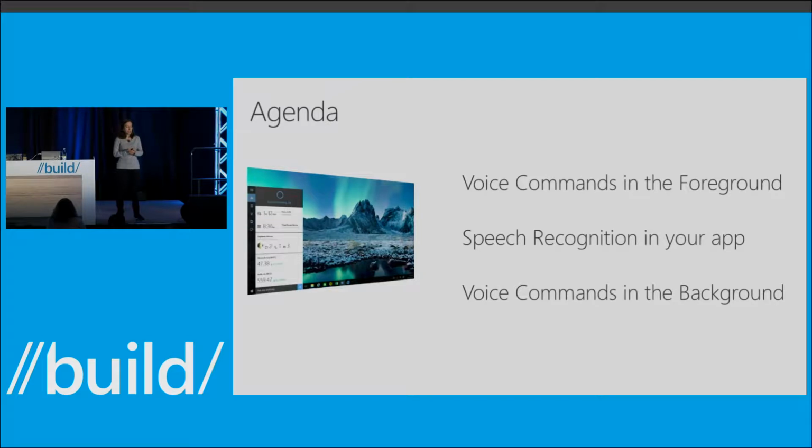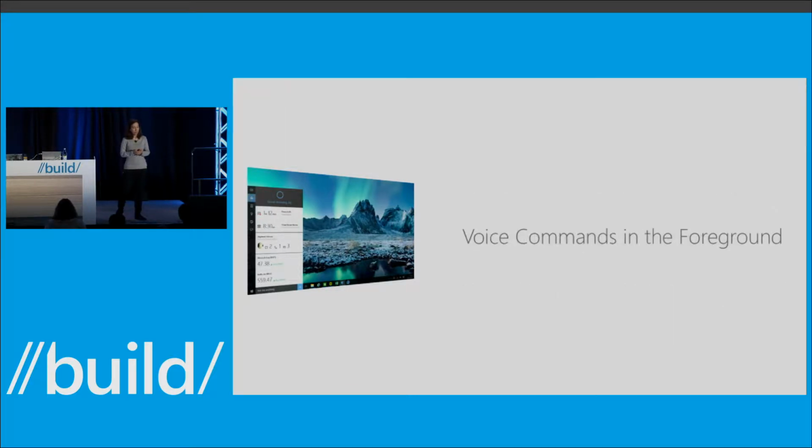There are three topics I'm going to cover today together with Khurram. The first two topics are about voice commands in the foreground for Windows Universal apps and for web-hosted apps. The next one is about speech recognition inside your app. This is where I'm going to show you how to enable interactions using voice. And Khurram is going to talk about voice commands in the background, and he's going to show you how to complete tasks using Cortana's canvas and Cortana's voice. So with that, let's jump right in and talk about voice commands in the foreground.